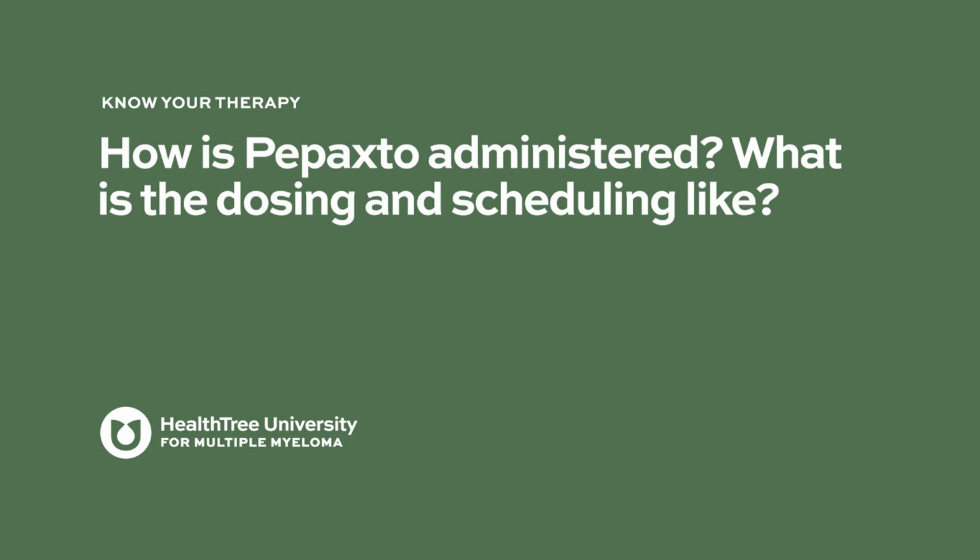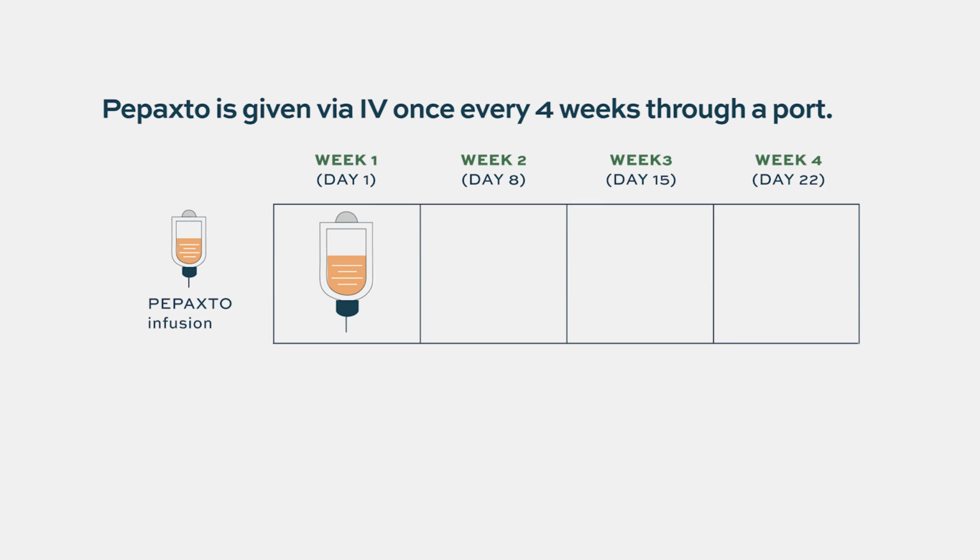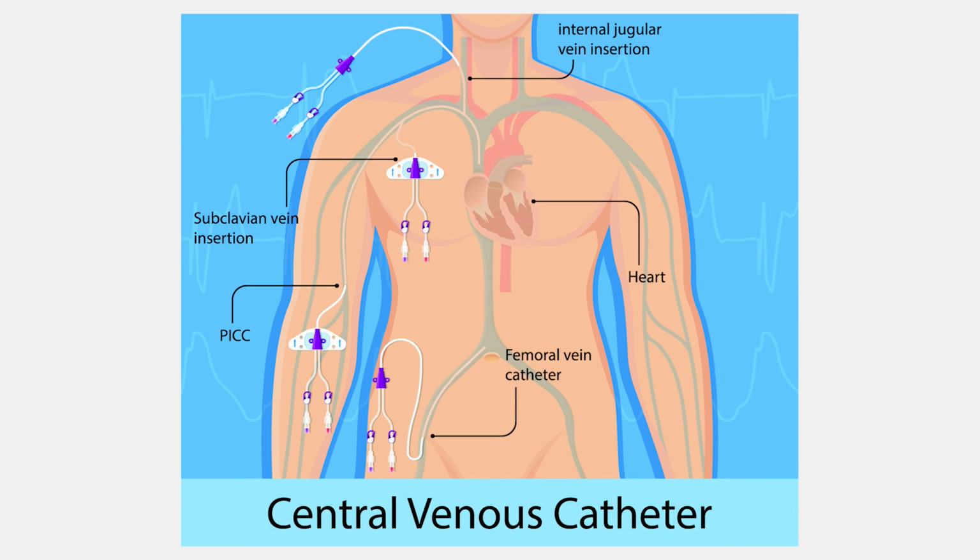How is Pepaxto administered? What is the dosing and scheduling like? So the FDA-approved administration of melphalan flufenamide is as an intravenous infusion, which is given on a once every 4-week basis. For now, melphalan flufenamide needs to be given through a central venous catheter. That could be through a port, for example. A patient may have a PICC line as another example. And again, it's given on a once every 4-week basis.